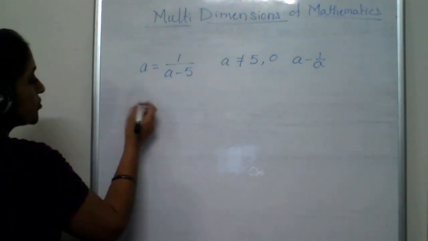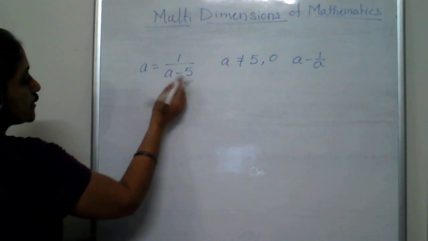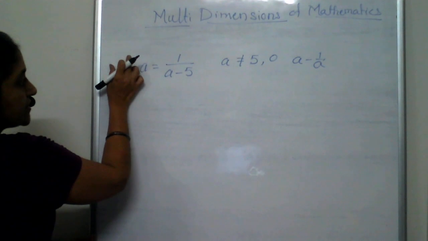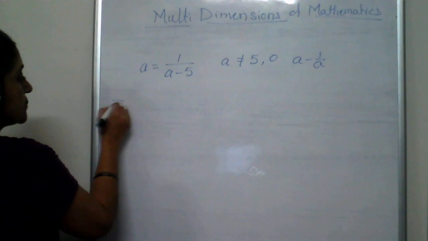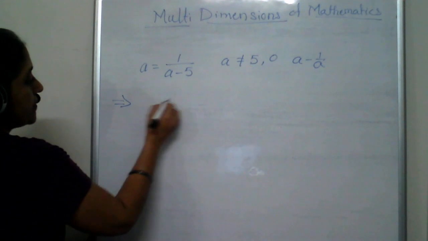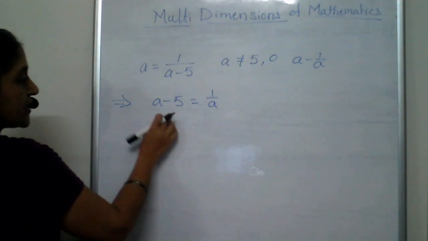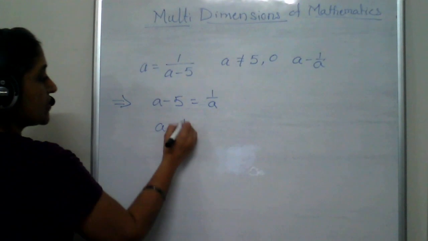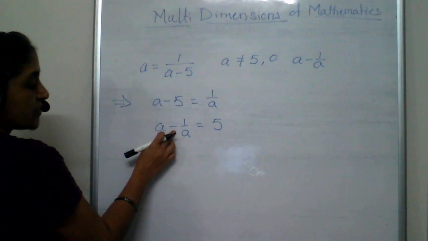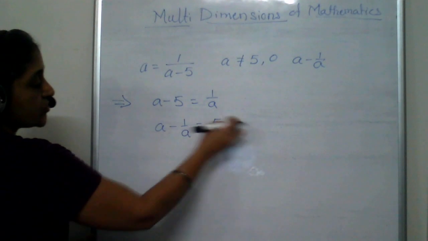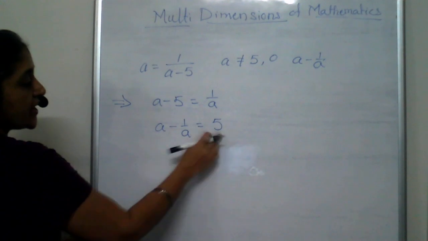Now first let me show you how we can get a minus 1 upon a. Now here transpose the things, that is denominator to the left hand side and this a to the right hand side. Now look, this one, a minus 5 is equal to 1 by a. Now transpose 1 by a this side and 5 this side. A minus 1 by a is equal to 5. This was positive, it came to the opposite side, it becomes negative. 5 is negative, it goes to the right hand side or the opposite side, it becomes positive. So a minus 1 by a is 5.